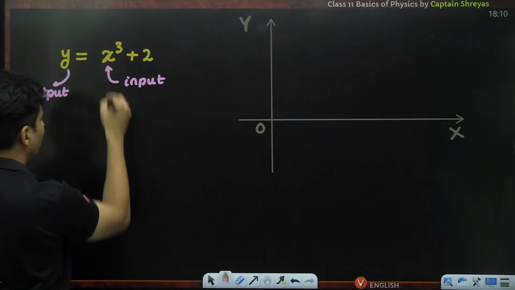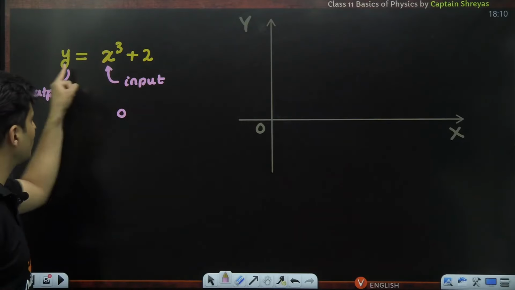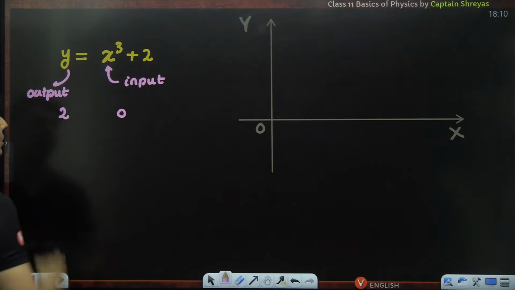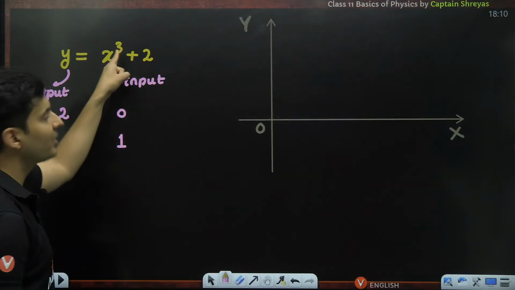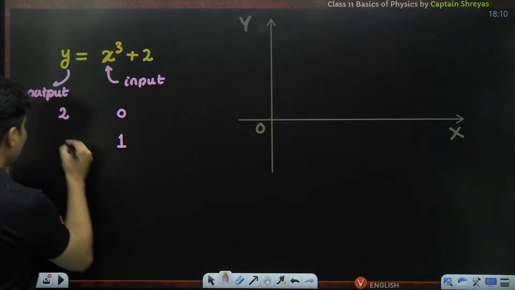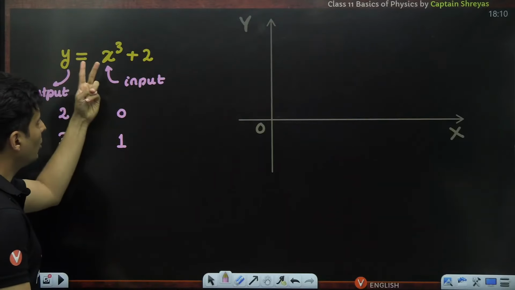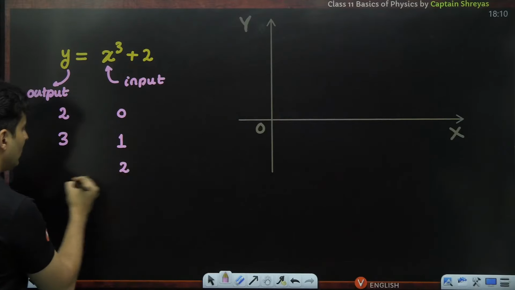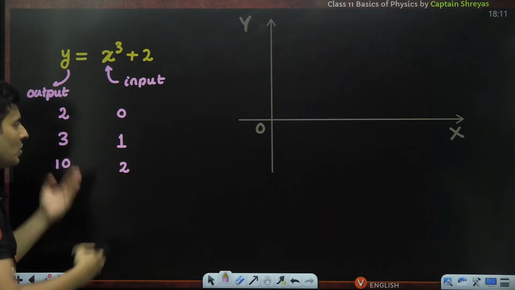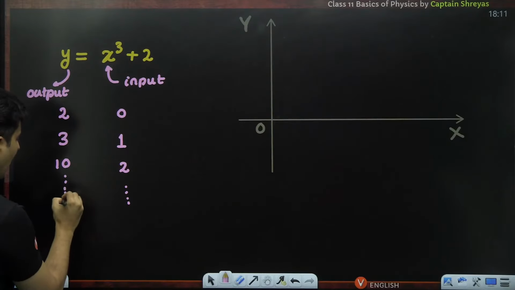For example, if I put the value of x as 0, 0 cube is 0, 0 plus 2 is 2. So the output will be 2. If I give the input as 1, you can clearly see 1 cube is 1, 1 plus 2 is nothing but 3. If I put the value of x as 2, 2 cube is 8, 8 plus 2 is 10. So if I put the value 2, I'll get 10. So on and so forth. You can keep putting in values and you will keep getting outputs.